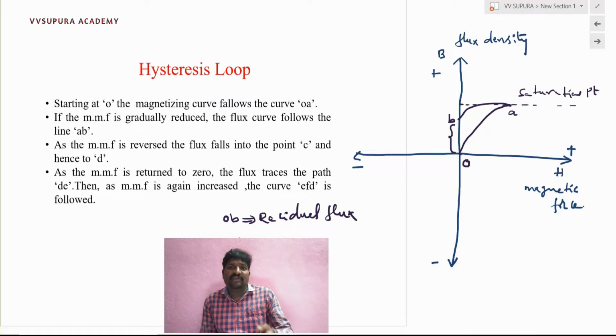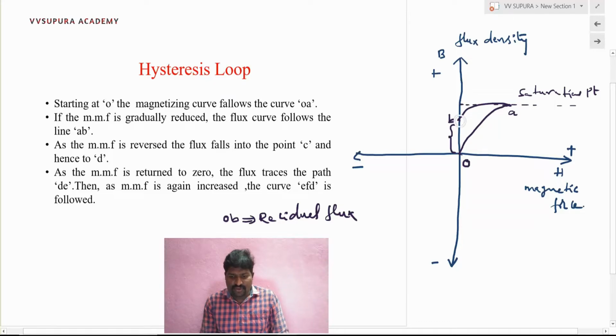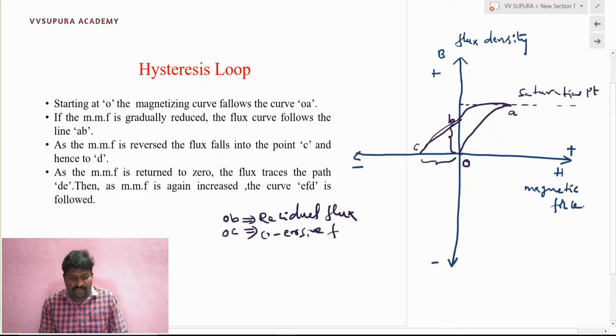To make that magnetic flux density zero, we have to apply the magnetic force in the reverse direction. That means we have to apply negative magnetic force to make the magnetic flux zero. So I apply it in the reverse direction, and the curve traces from B to some point C on the x-axis. That means this OC is the amount of force applied to make the magnetic flux zero. The magnitude OC is called the coercive force.